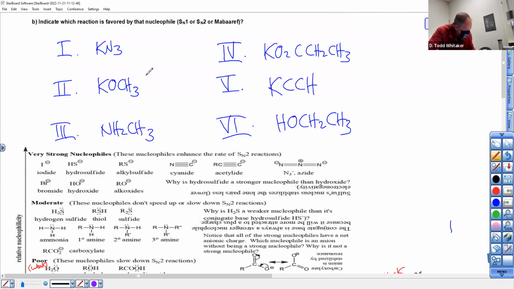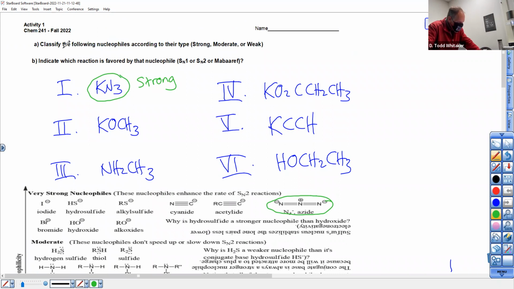We've got azide. So that's KN3 minus. Circle it. See it right there? Strong. You don't have to use very strong, you can use strong. Yeah, piece of paper, Roman numerals 1 through 6, and the answers. That's all we need. Classify the following nucleophiles according to their type. You don't have to copy that down. Strong nucleophile, it's right there.